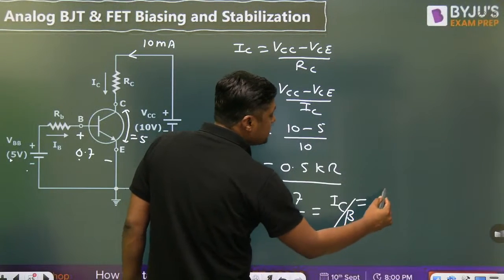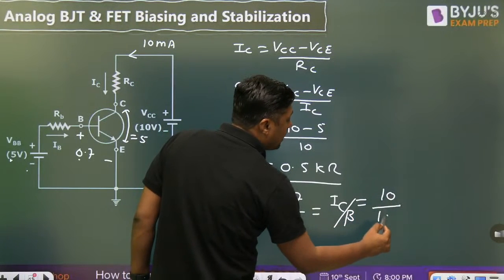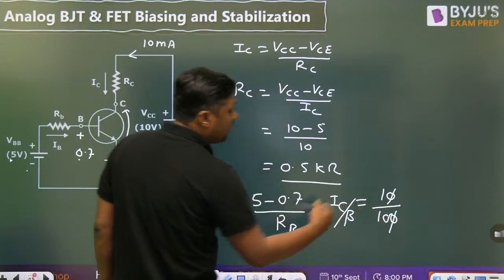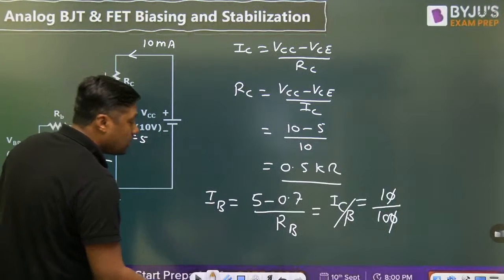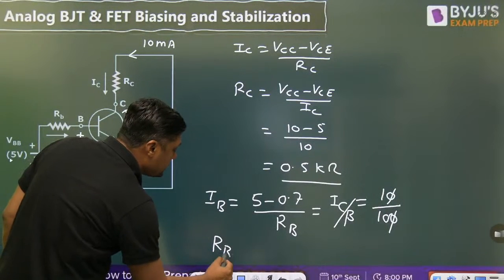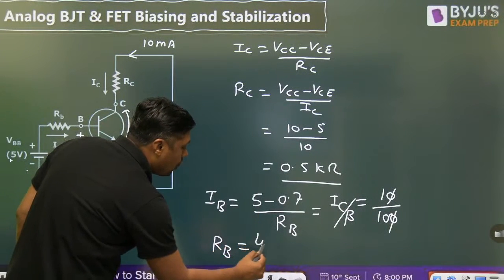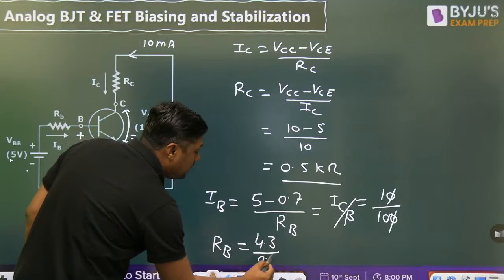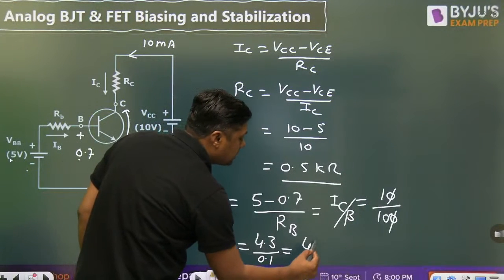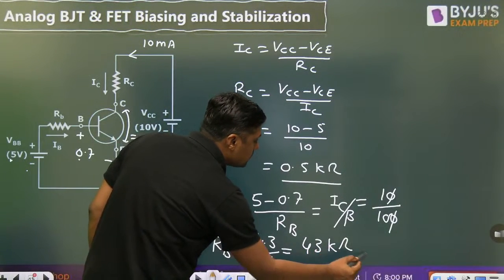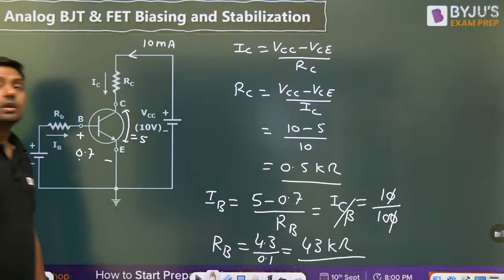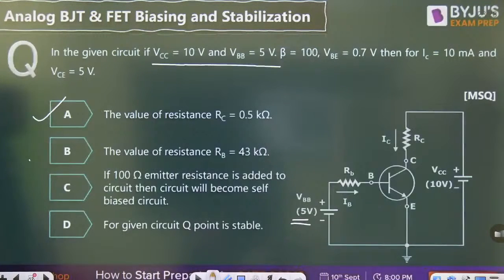What is the IC? 10 milliampere. What is the beta? 100. It will become 0.1. So what is the value of RB? 4.3 divided by 0.1 means what? 43 kilo ohm. 43 kilo ohm. What about the next answer? This is also right. Okay.